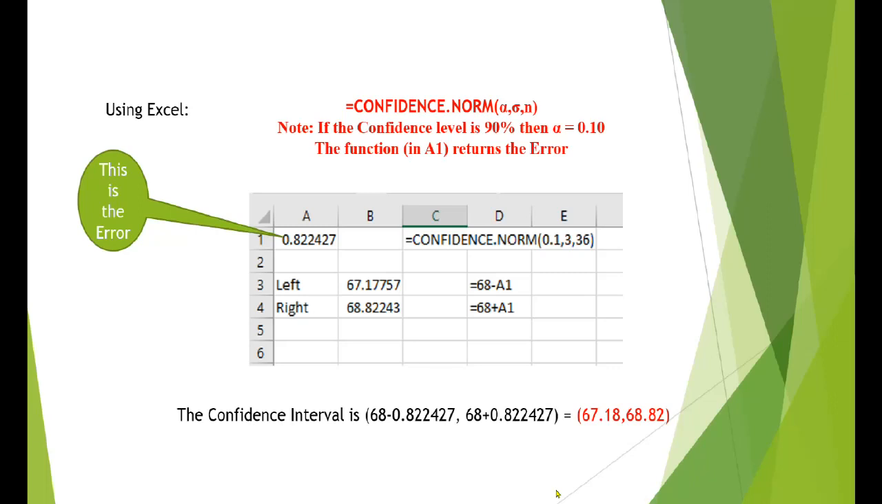Sigma, we were given as 3, and n we were given as 36. So plug in those 3 parameters in cell A1, and it returns the value 0.822427, which is slightly different than the value we hand calculated, but notice same accuracy to 2 decimal places. So that determines the confidence interval. And of course, what I did here is I just put a formula in cells B3 and B4, 68 minus A1 and 68 plus A1. Okay?